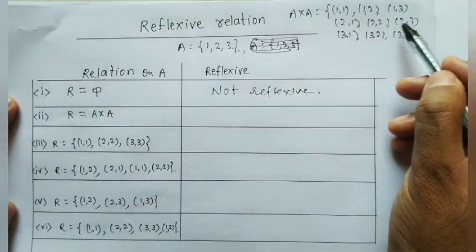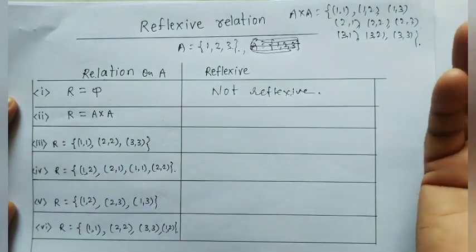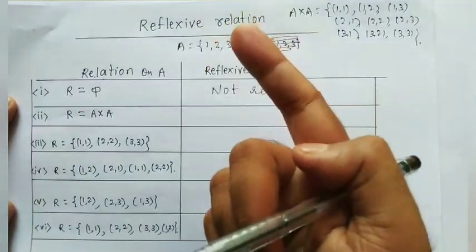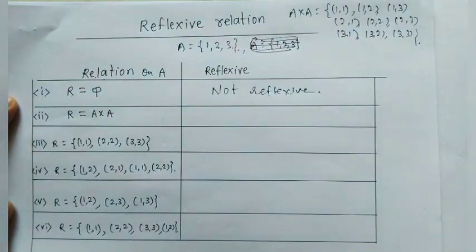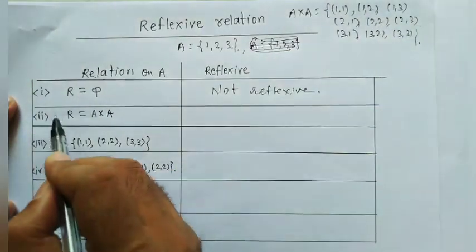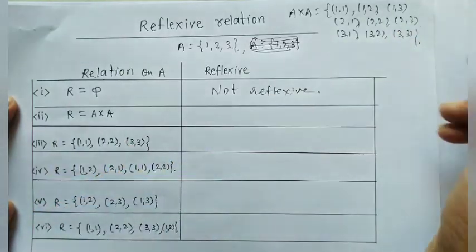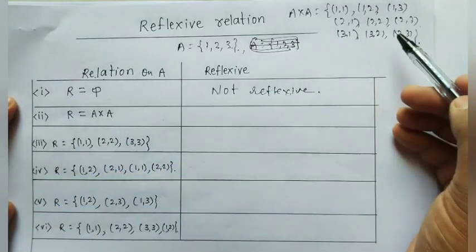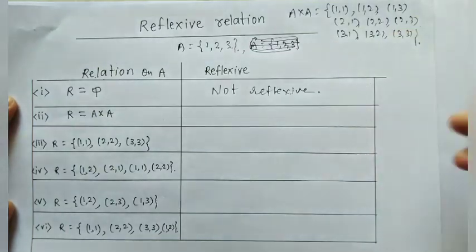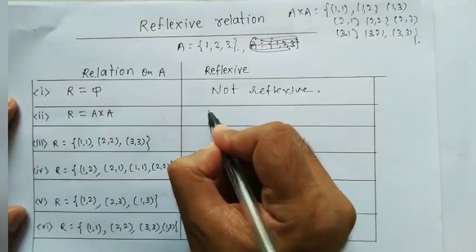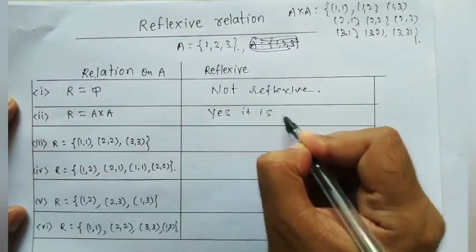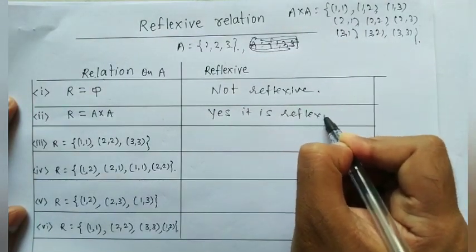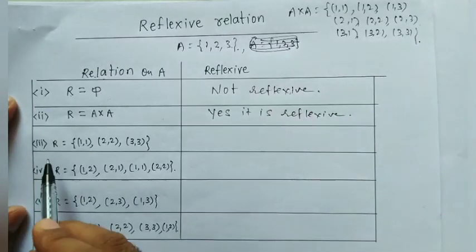So r equals to A cross A. There may be any extra element. It doesn't matter whether we are considering 1 extra element or 2 extra elements or 3 extra elements or more than 3 extra elements. Whatever. But there should be 1 1, 2 2 and 3 3. So in r equals to A cross A, we are considering entire entries. Definitely 1 1, 2 2, 3 3 is considered in entire entry. So this is a reflexive relation. Yes, it is reflexive. Is it clear? Idea is clear.